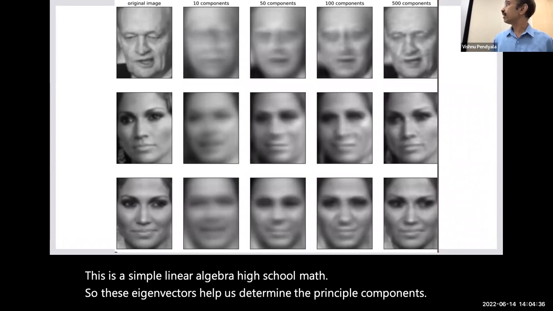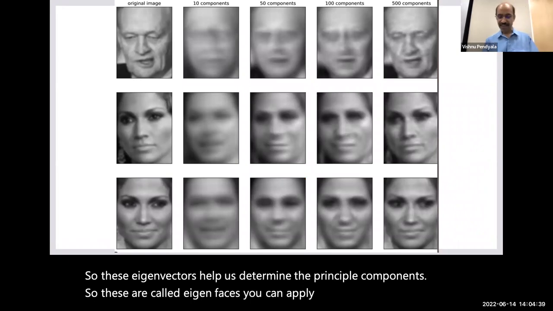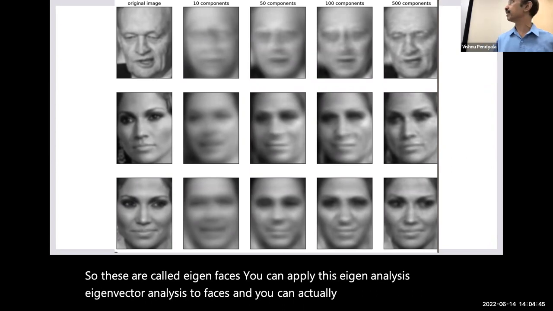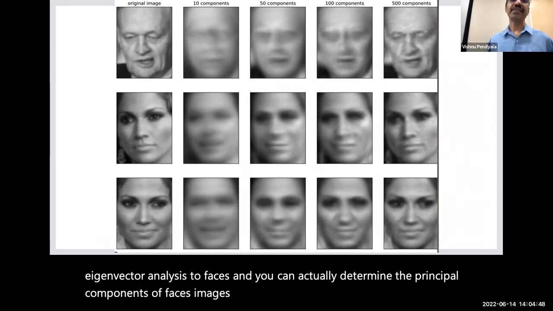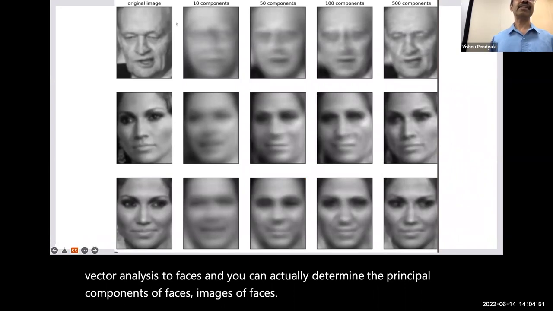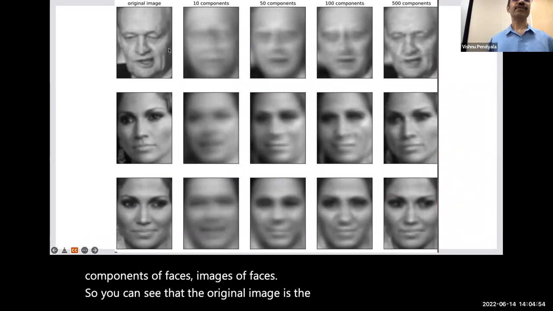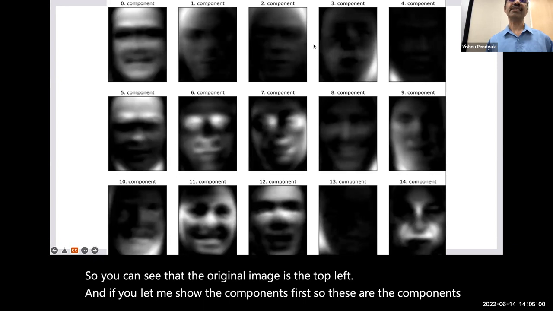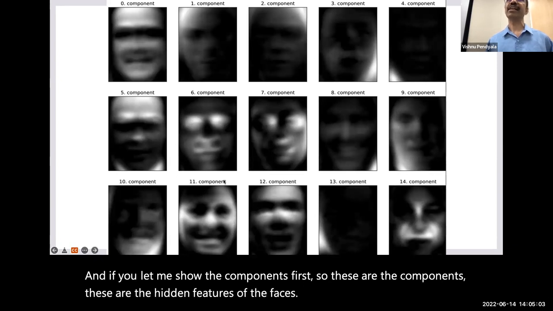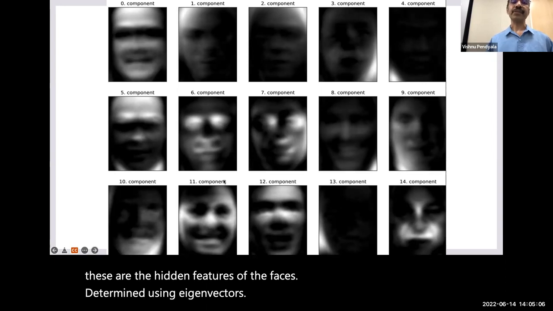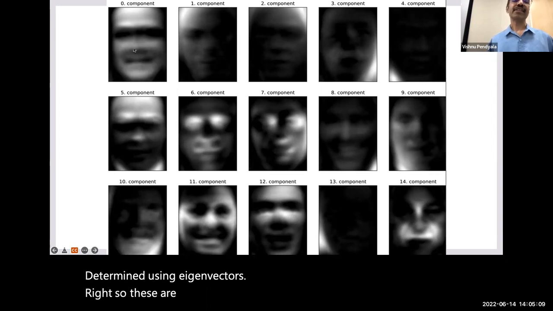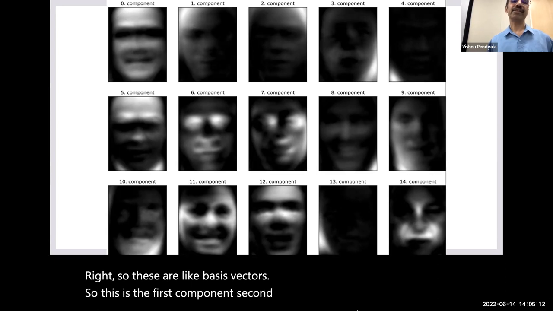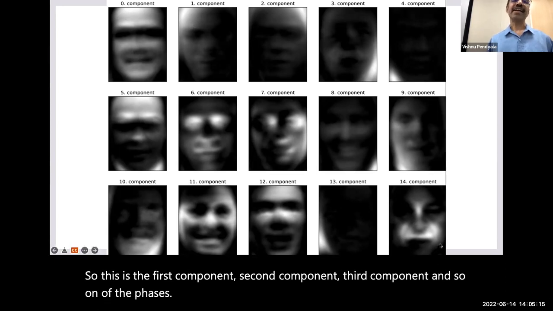So these are called eigenfaces. You can apply this eigenvector analysis to faces, and you can actually determine the principal components of faces, images of faces. So you can see that the original image is the top left. And if you, let me show the components first. So these are the components. These are the hidden features of the faces determined using eigenvectors, right? So these are like basis vectors. So this is the first component, second component, third component, and so on of the faces. And then you can generate any face as a linear combination of these faces.